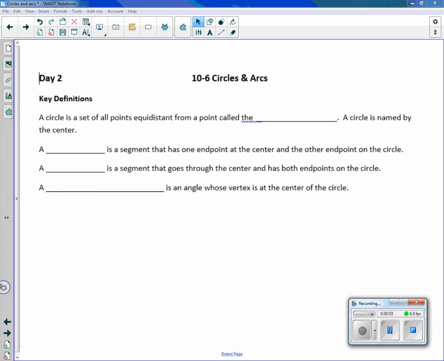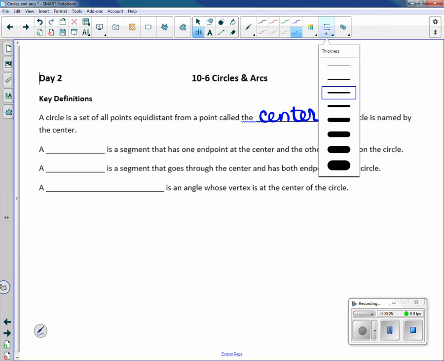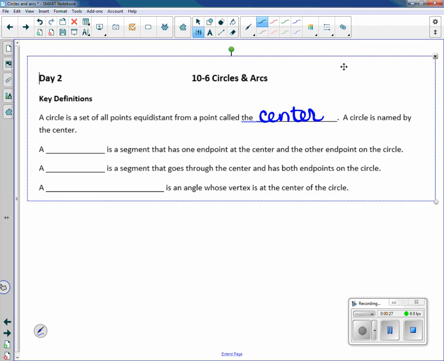Center. Beautiful. It is center. A circle is named from its center. Now, the next one states the following. A blank is a segment that has one endpoint on the center and the other endpoint on the circle. What is that called? Radius. Perfect.